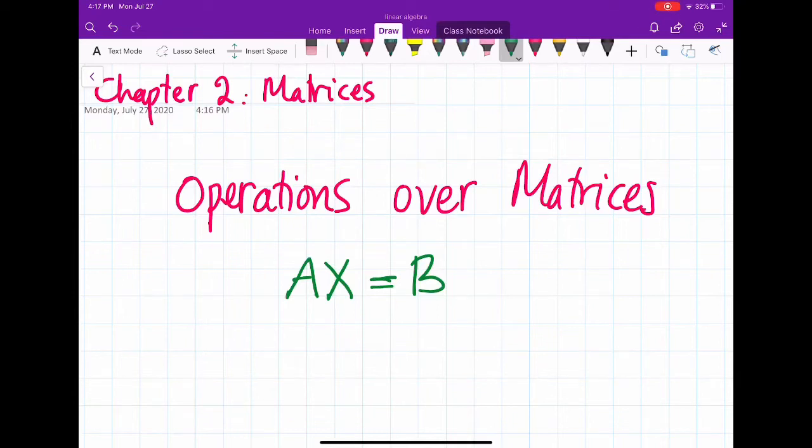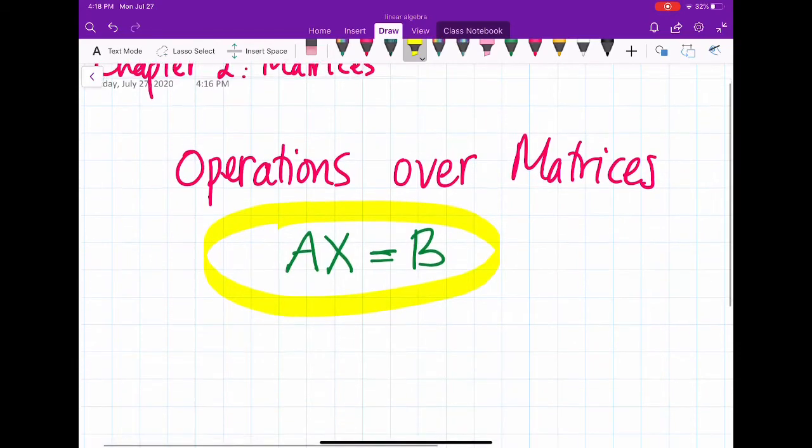Hello, in this chapter we study theory of matrices, and today we study operations over matrices. But before we move to detail, I would like to remind you what we have learned in chapter 1. In chapter 1, we focus on the systems AX equal to B, right?